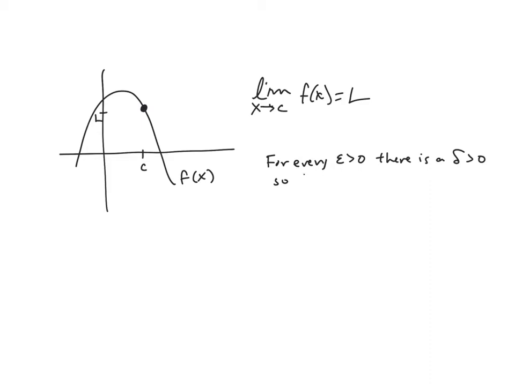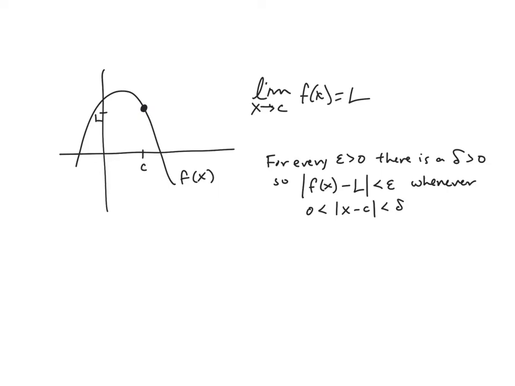So the absolute value of f of x minus L, the distance between those two, is less than epsilon whenever 0 is less than the absolute value of x minus c is less than delta. So that was our definition.